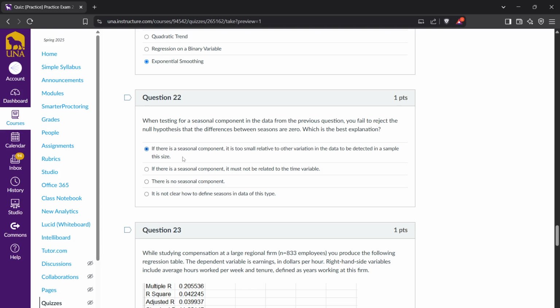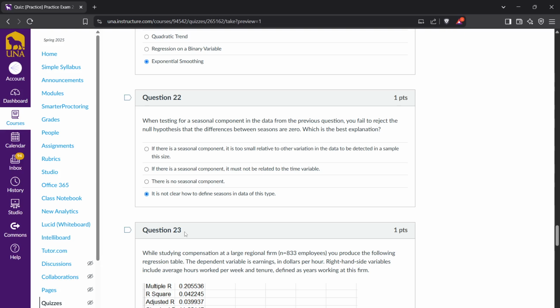We're basically saying if you want to find a seasonal component and it's that small, you're going to need more data. Contrast that with this option. If there is a seasonal component, it must not be related to the time variable. That seems like nonsense. Contrast that with this. There is no seasonal component. Well, there might be. It might just be really small and we can't detect it.